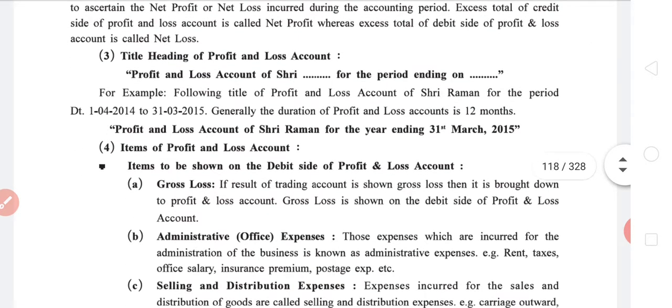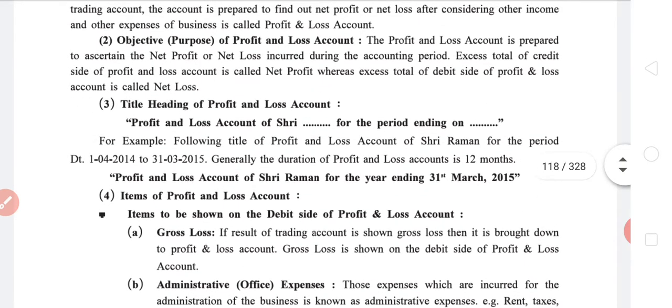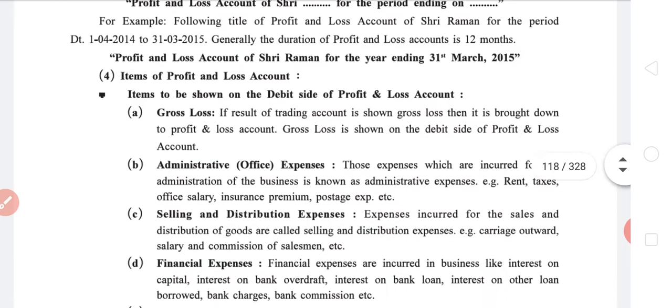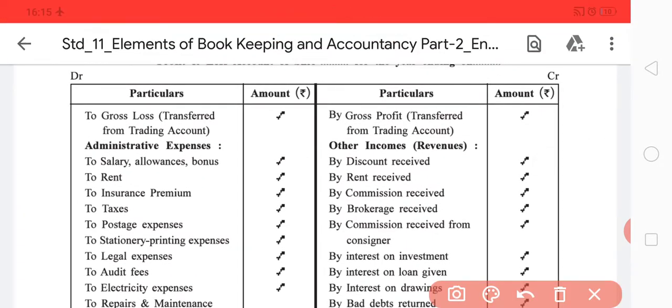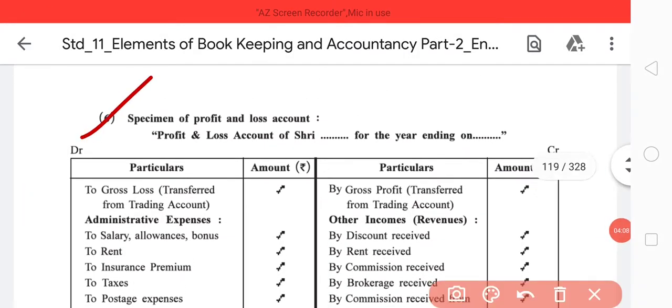So, how to put the heading on profit and loss account? Profit and loss account of Shri so and so for the period ending on so and so. Let's see the specimen. Here the specimen is given to you. Specimen of profit and loss account. Profit and loss account of Shri so and so for the year ending on so and so. On the debit side, what do you have to write? To gross profit or to gross loss transferred from trading account.